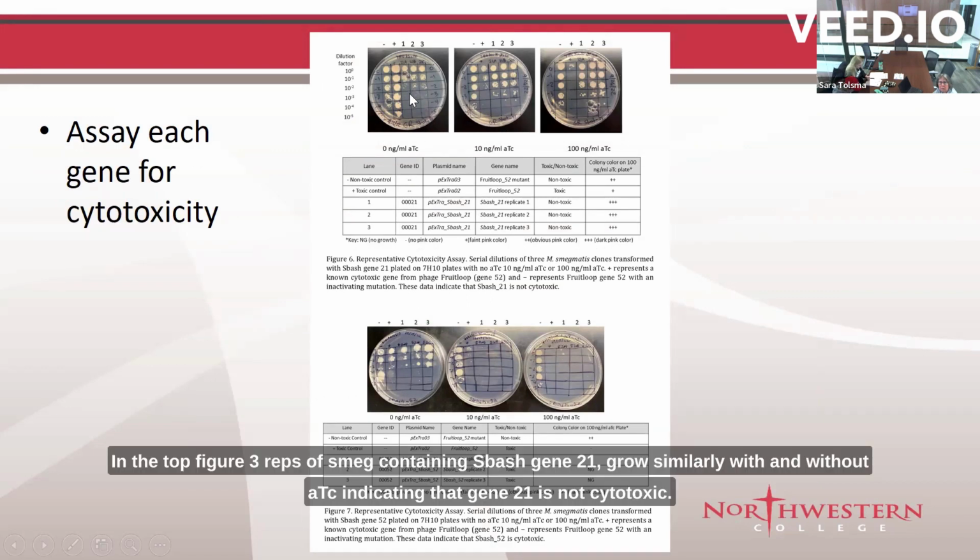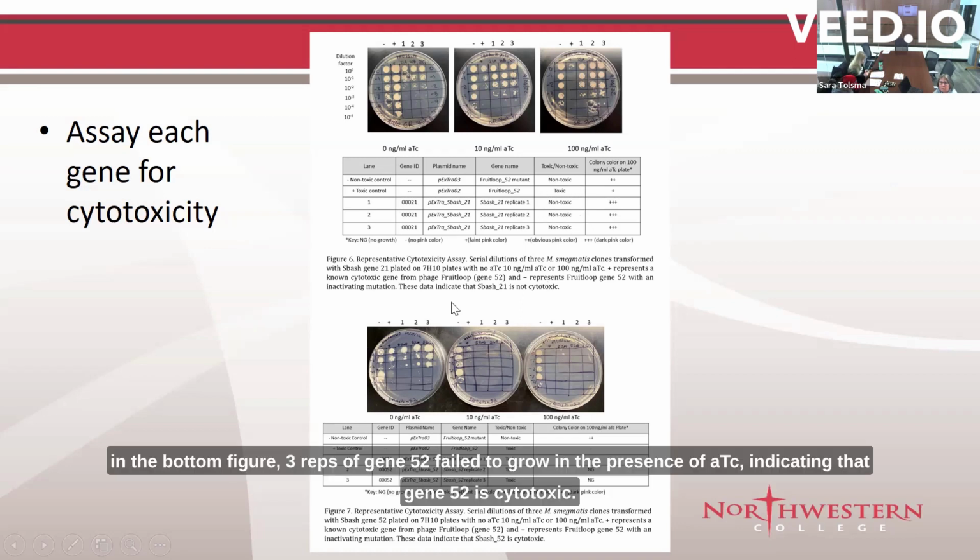In the top figure, 3 reps of M. smegmatis containing S- gene 21 grow similarly with and without ATC, indicating that gene 21 is not cytotoxic. In the bottom figure, 3 reps of M. smegmatis containing S- gene 52 fail to grow in the presence of ATC, indicating that gene 52 is cytotoxic.